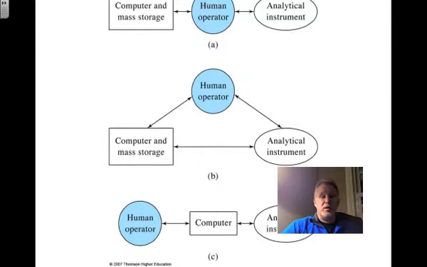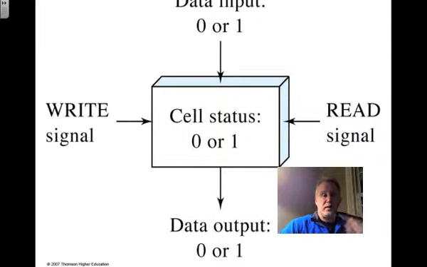This is just one of the schematics of how we interact with chemical instrumentation. So a human operator in part A would have the computer and the mass storage, and they would be controlling that and the analytical instrument. In the second one, you have more of a computer, human operator, analytical instrument, but the computer and the analytical instrument are talking to one another. And then in the bottom case, which is most of what we have in our laboratory, you have the operator through the computer controlling the analytical instrument.